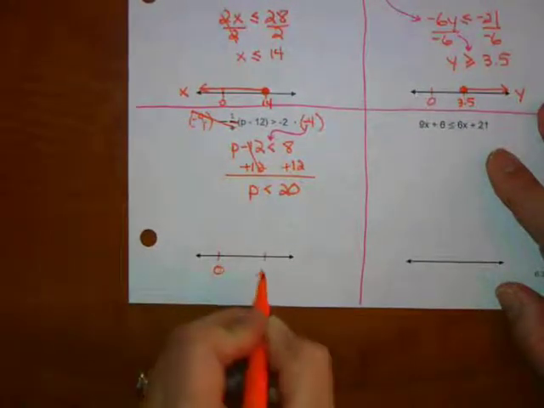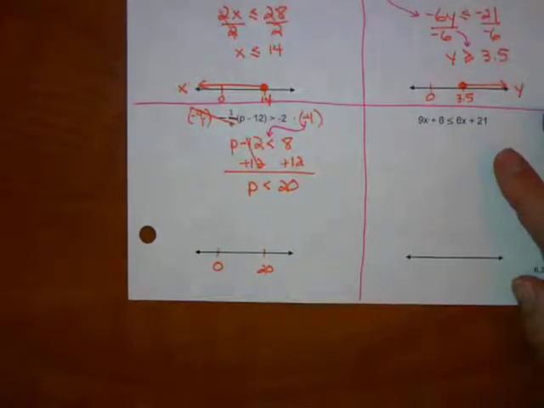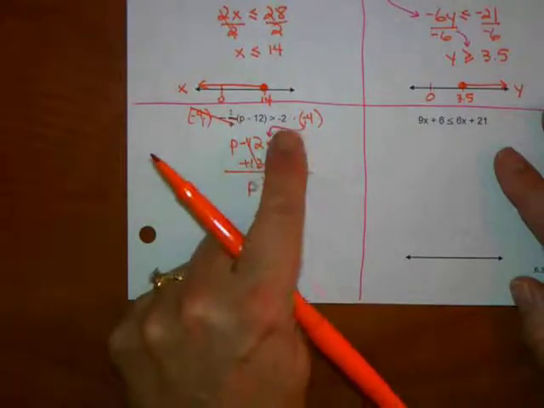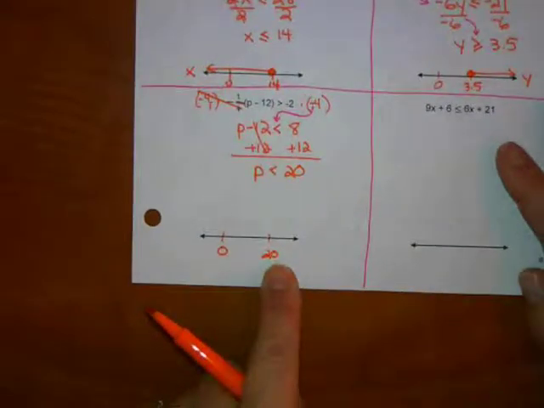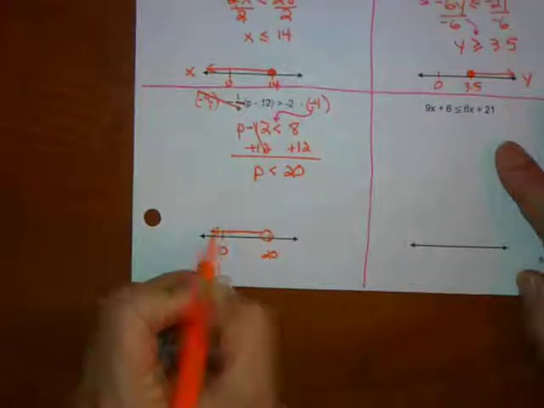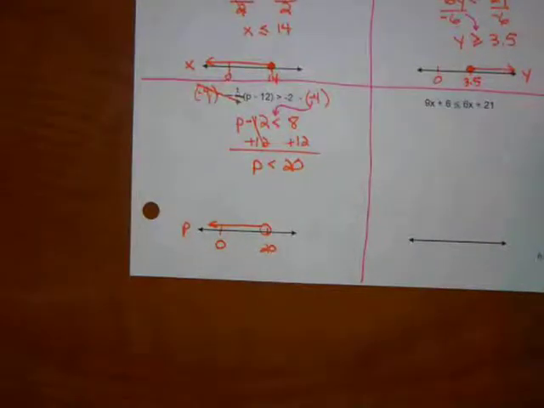All right, 0, 20. Wait. Would that be a negative 8? No, my bad. No, negative times negative is positive. Okay, open circle, solid dot. Open. Everything less than 20 is representing P. Everything P could be.